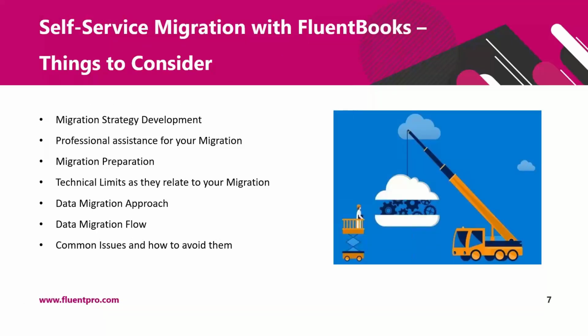There are several things to be considered when performing a self-service migration. First of all, it's development of the migration strategy, and this includes evaluating the scope of migration, prioritizing migration activities, identifying migration exceptions, and developing a mitigation plan. Getting familiar with the migration process and specifics of the migration tool. Also, getting professional assistance for your migration. FluentPro provides migration orientation training and premium support for all customers who purchased FluentBooks subscription for migration.